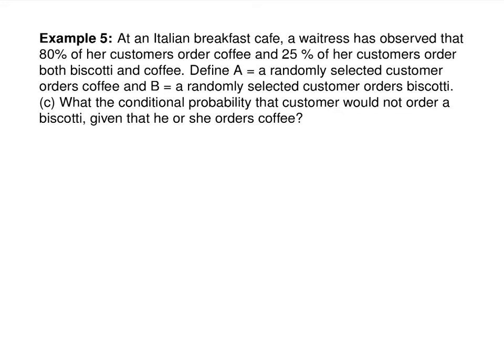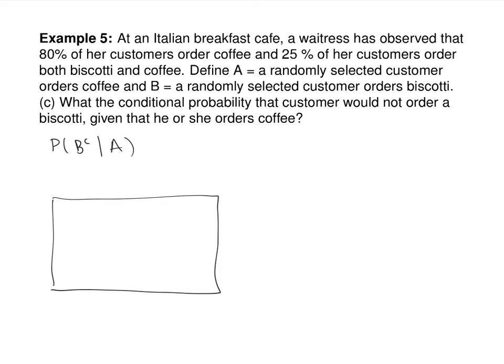All right, last part in this problem says, what's the conditional probability that a customer will not order a biscotti given that he or she orders coffee? So not biscotti with A and B, what's that? B complement, great. Given A. Okay, let's draw a picture. I think that'll be helpful. It's going to end up being 1 minus P of B given A, but the picture is going to help me understand it as well.